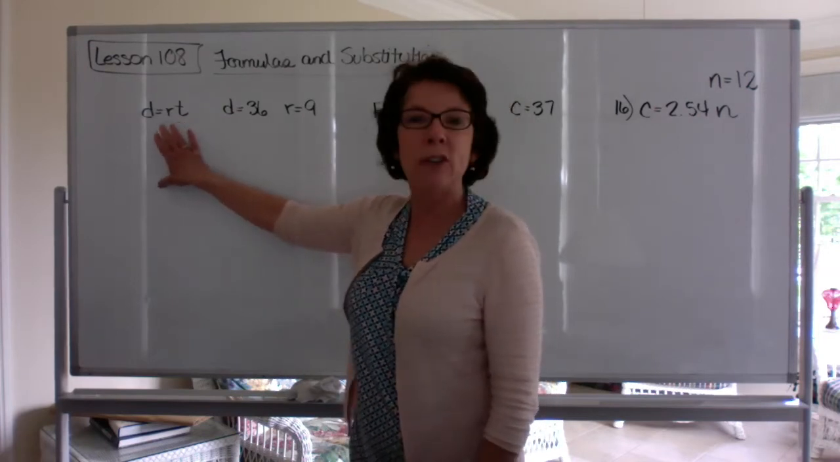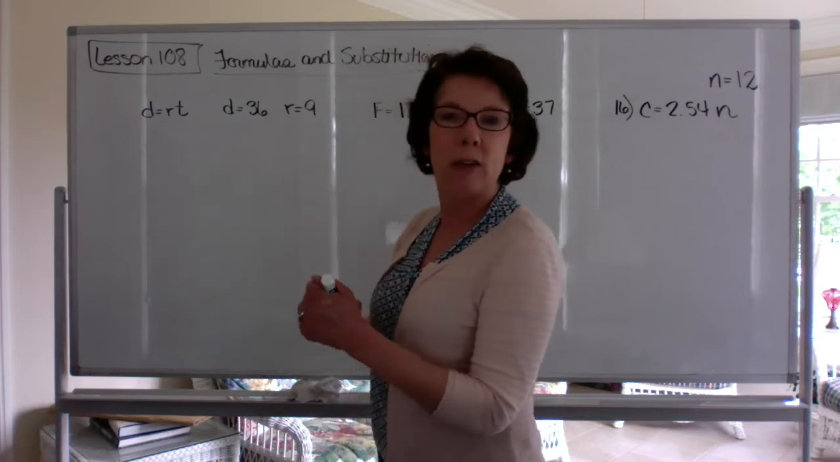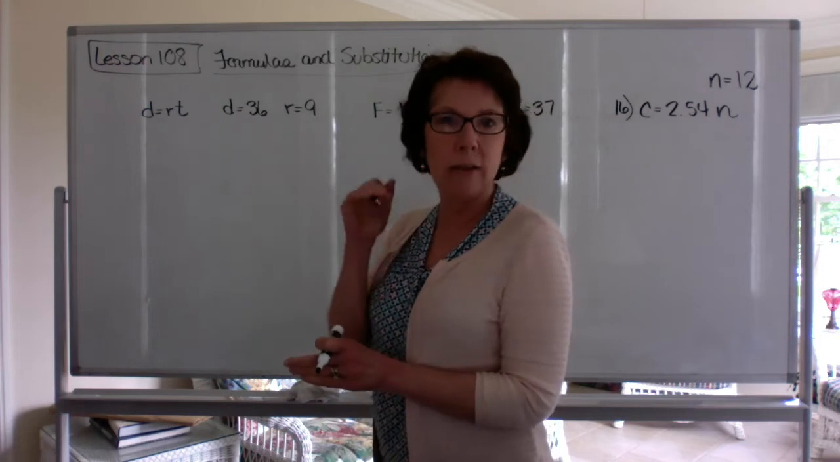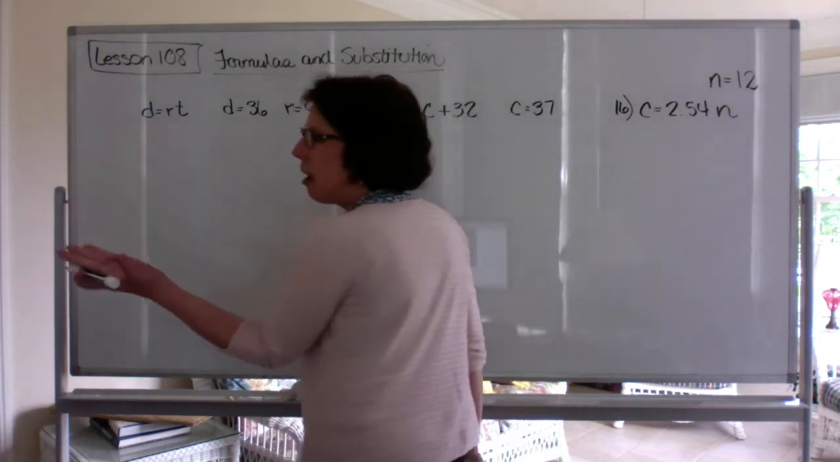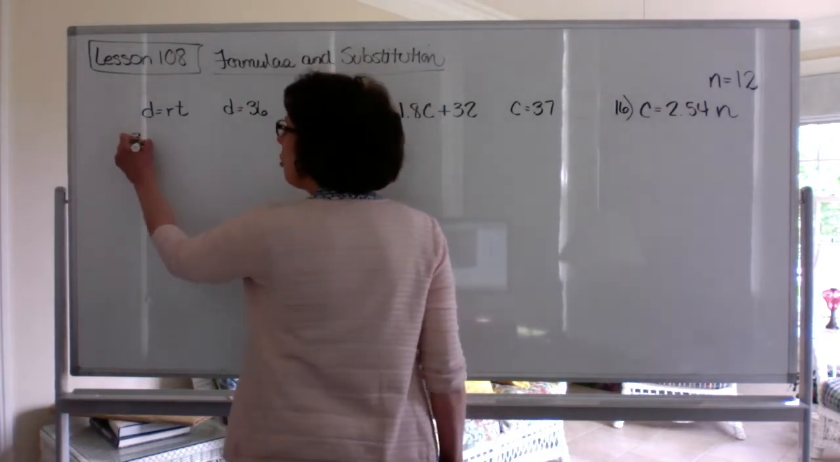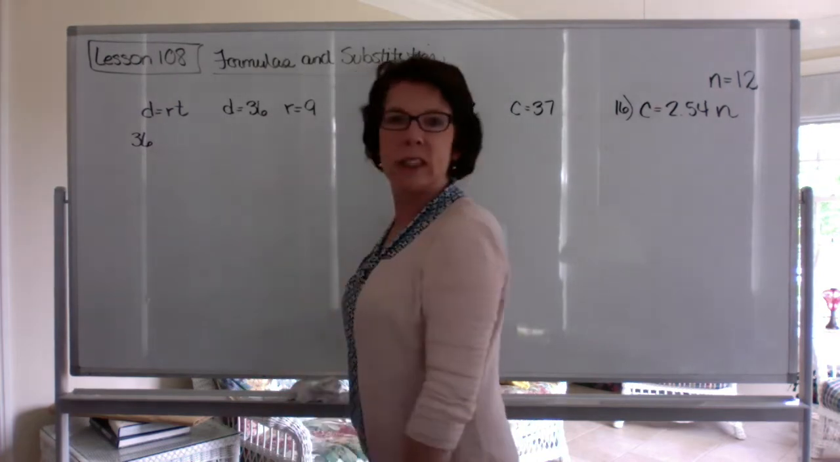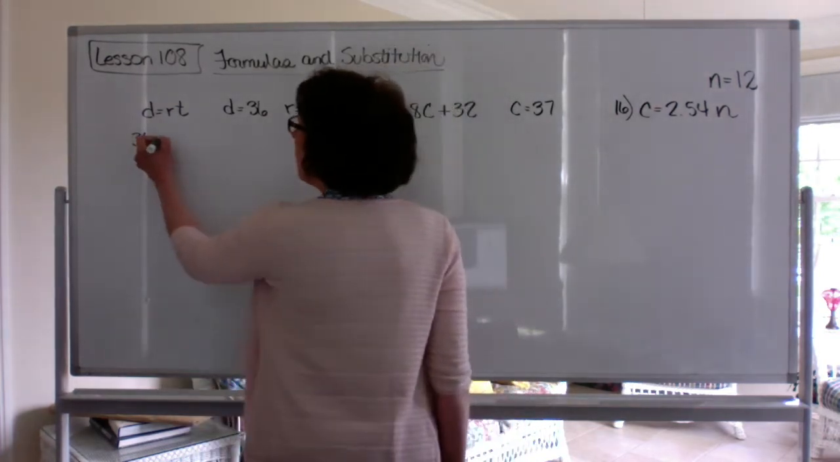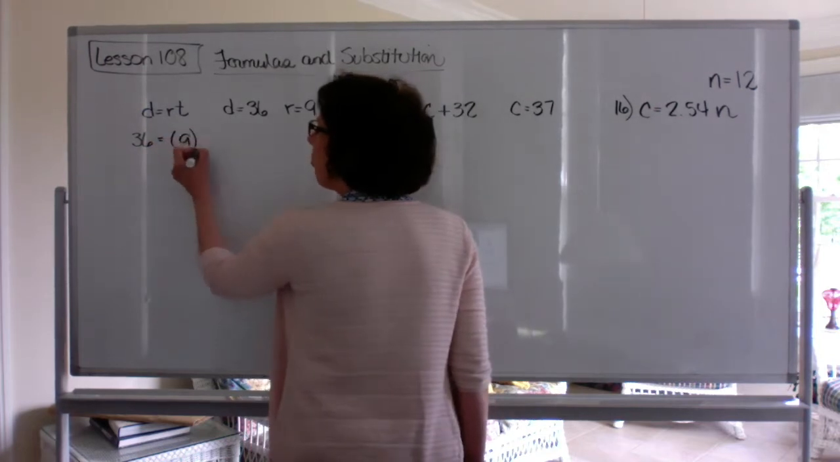So all we have to do is take our formula, and let's go ahead and fill in the values they've given us. We're going to substitute in the values in parentheses. So d is 36. Well, actually, on this side, all I have is a d. There's no multiplication. And so I'm just going to put the 36 there. You don't really need a parenthesis on that side. Now, on this side, we do. For the r, I have a 9. So let's put a 9 there in parentheses.